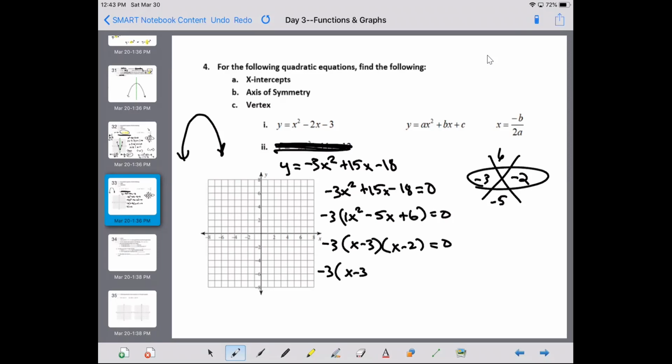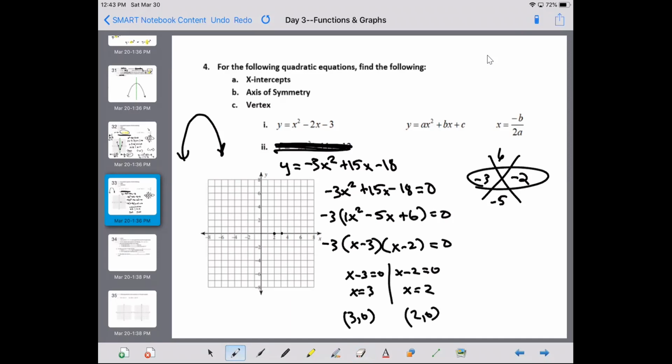Let me just pull this down here. x minus 3 is equal to 0. x minus 2 is equal to 0. So x could be 3. x could be 2. So 3, 0 and 2, 0. These are going to be really close together.